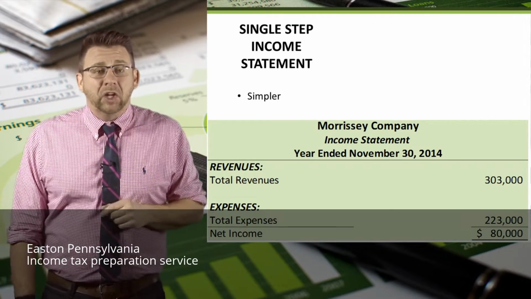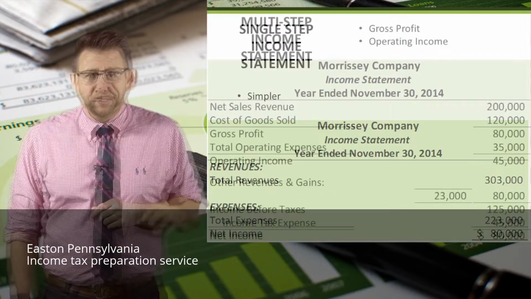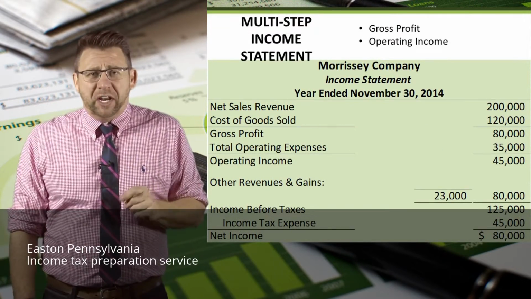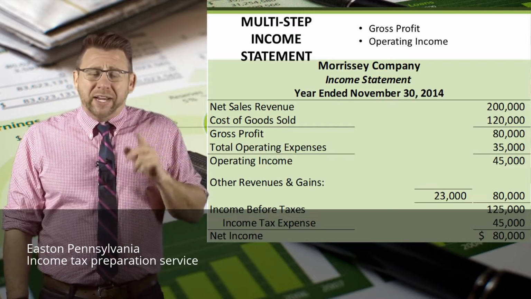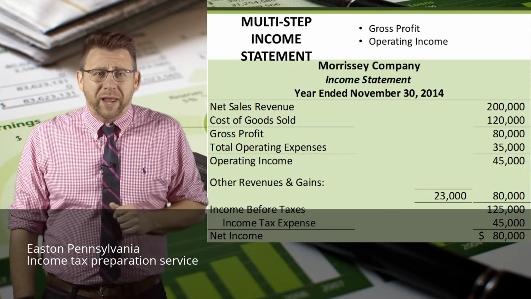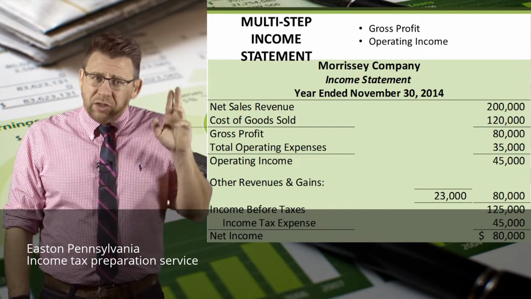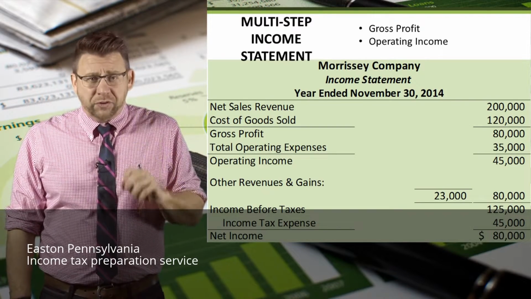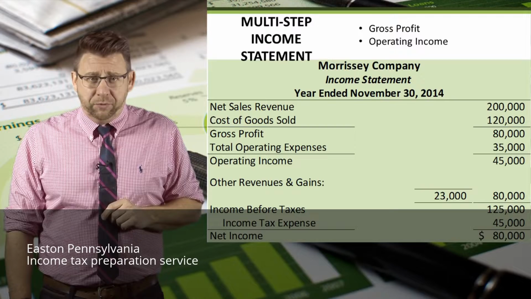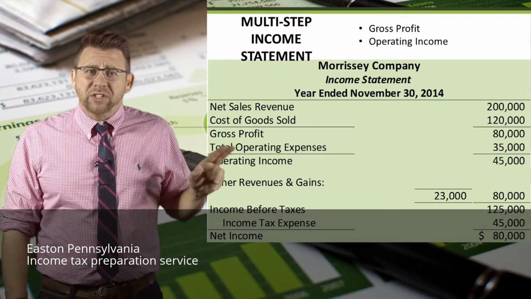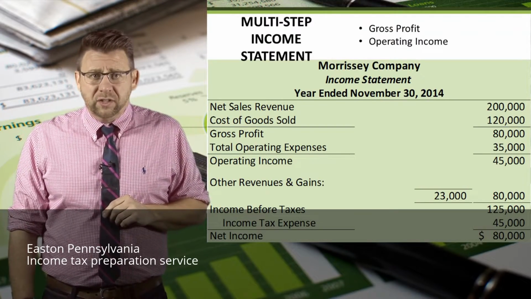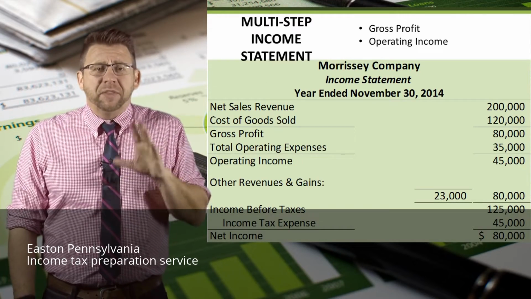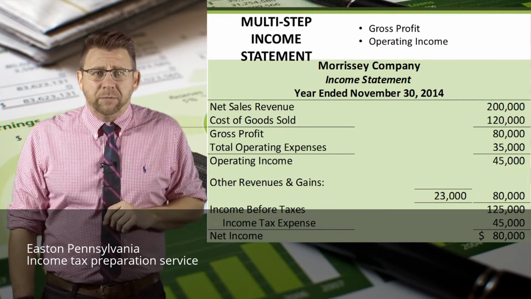Let's answer that by looking at the multi-step format. The multi-step format gives us better information about gross profit and operating income. That is why non-service firms use this format. Notice that although the company had $80,000 of net income from $200,000 of net sales revenue, operating income was only $45,000. In fact, $80,000 net came from the non-operating section.